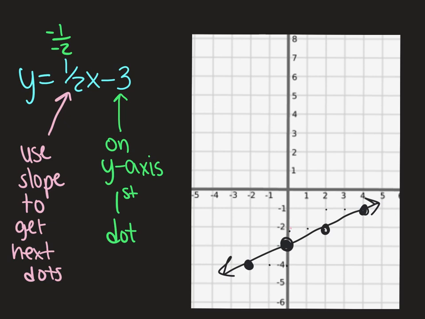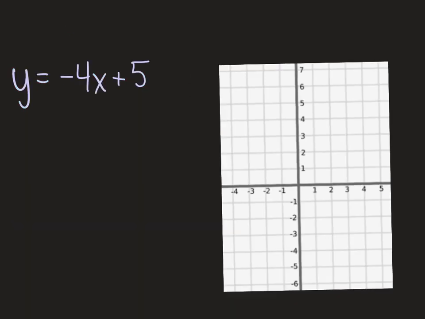Okay, so let's recap. The number in the back is my first dot. First dot's always on the y-axis. The coefficient is my slope, and I went up 1, right 2, up 1, right 2 because it's positive and positive. And that's what we did.